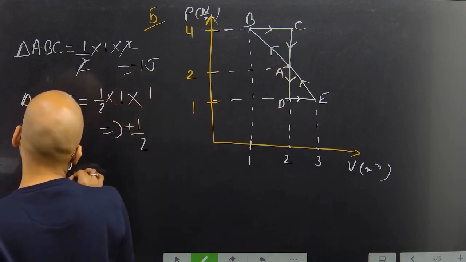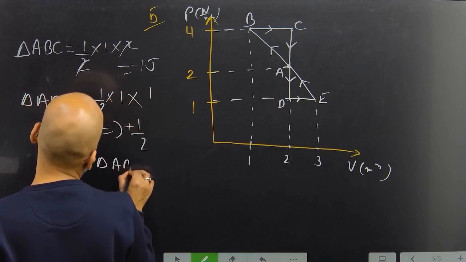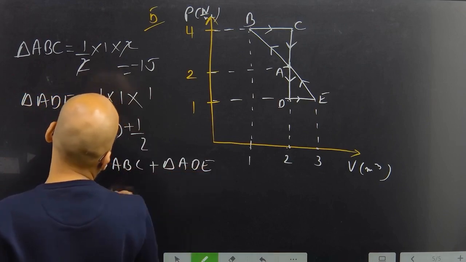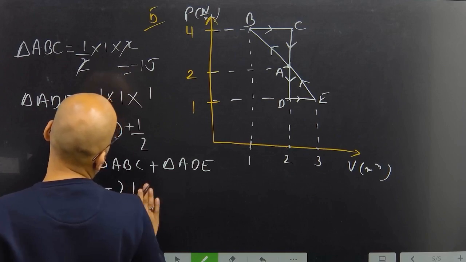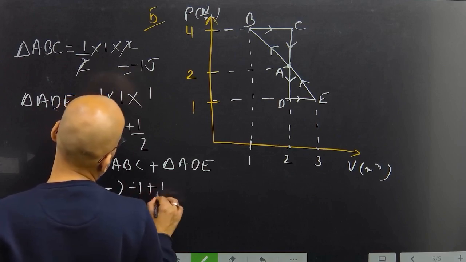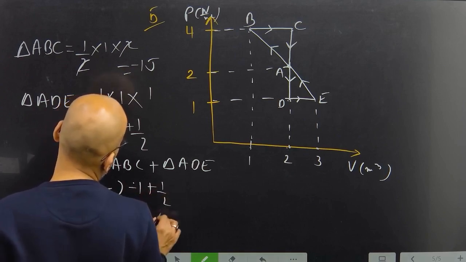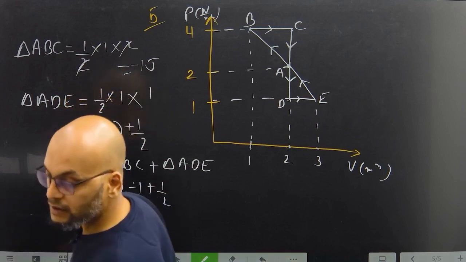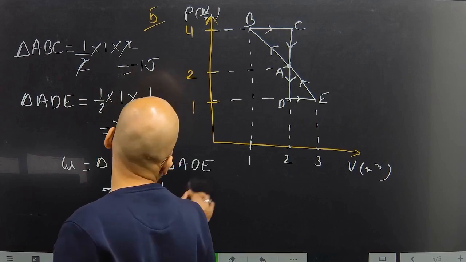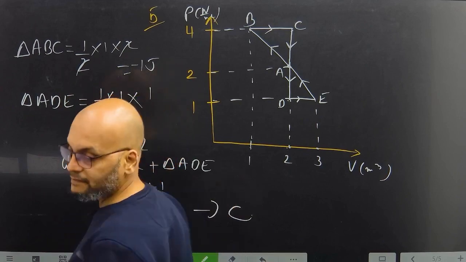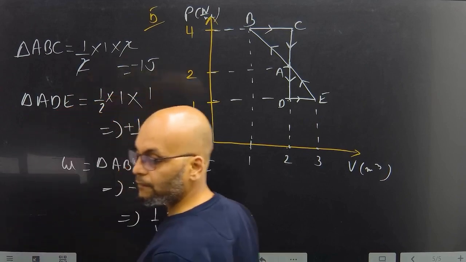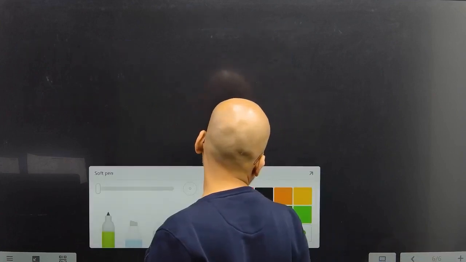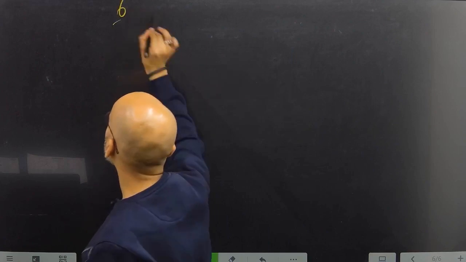So the total work done will be the work done of ABC plus the work done of triangle ADE. So minus 1 plus 1 by 2, it will be 1 by 2 joules. So which option? Yeah, option C. So option C is correct, guys. Moving on. Next question.